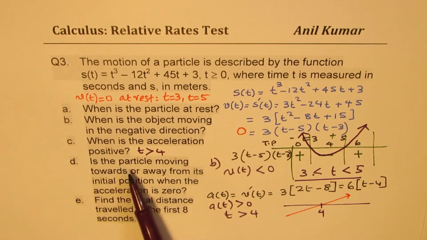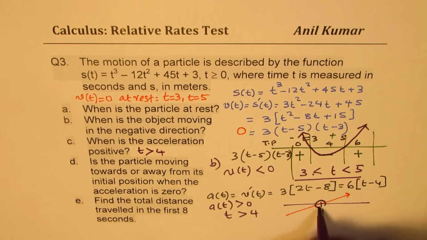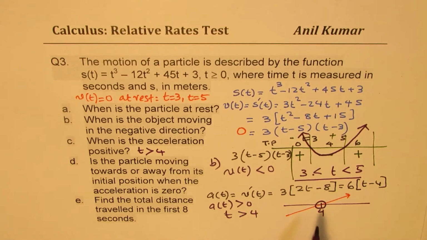Part D: is the particle moving towards or away from its initial position when the acceleration is 0? That means we need to analyze this point, 0, and whether at this point it is moving towards or away from its initial position. I'd like you to pause the video, answer this part and also part E, and then look into my suggestions. I'll take up these solutions on a fresh page.